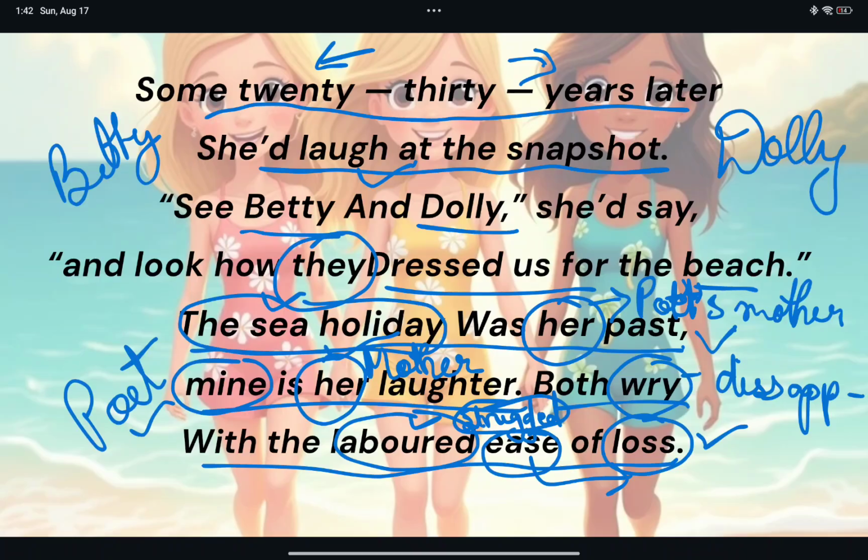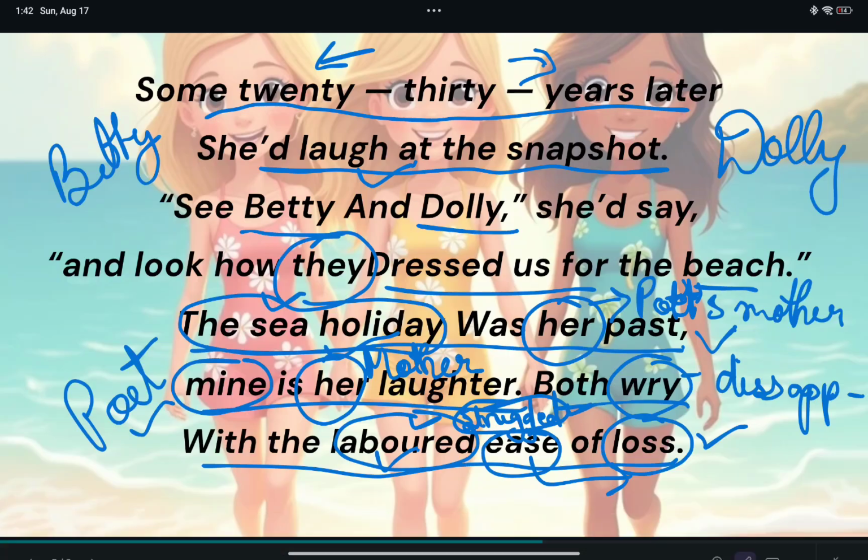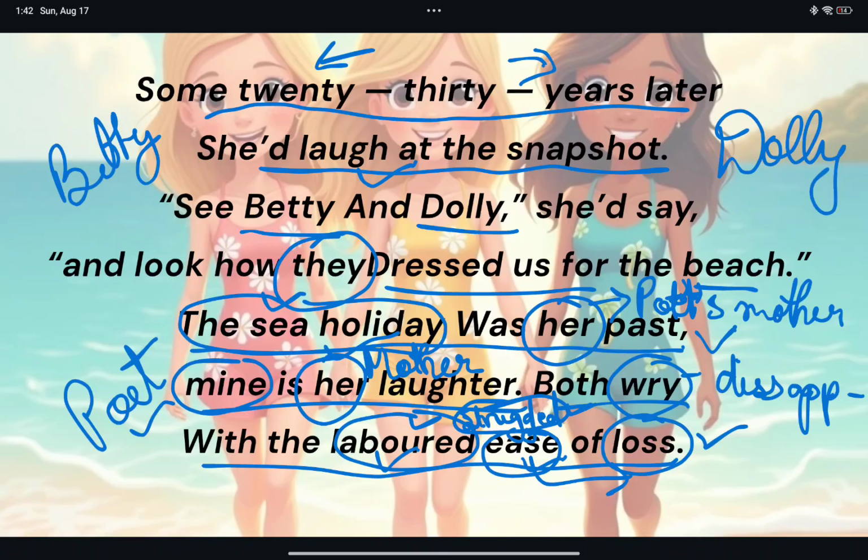So she says that both of us have labored, that means both of us have struggled to deal with this loss easily, to accept this over time. So both of us have learned to accept it. Both of us have struggled to understand and deal with the situation.